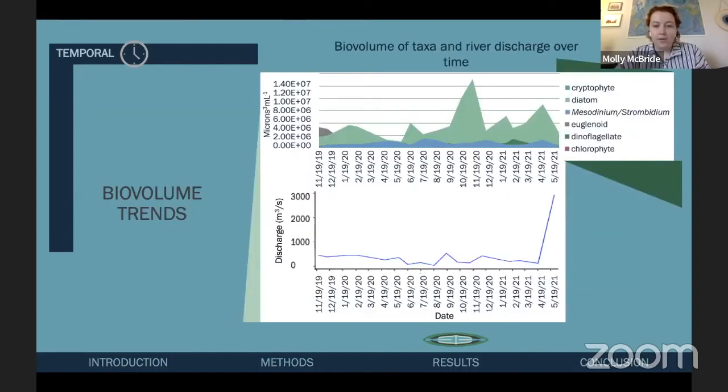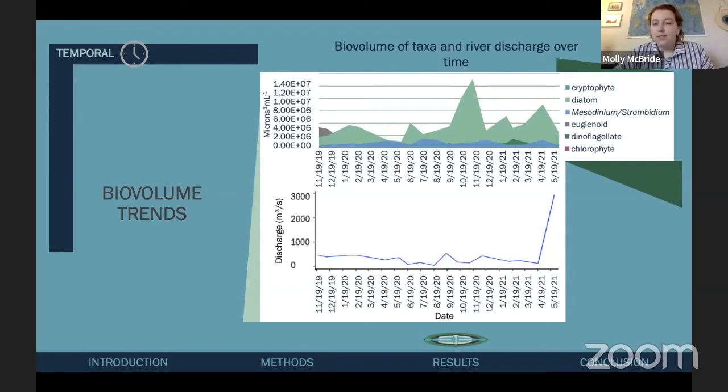And now moving into biovolume results. As I said, there was a spoiler that diatoms were going to dominate. And you can see here, I have graphed the diatom biomass in green, and it was actually 65% of total biomass across the entire study at all sampling sites.